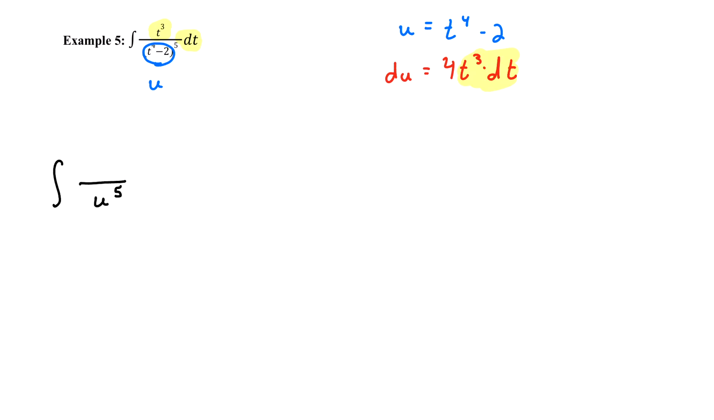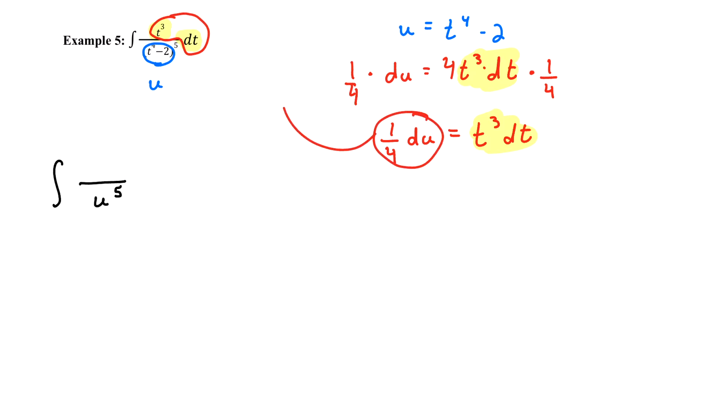So just like I did last time, I could divide both sides by 4, but just to make the factoring process a little bit easier coming up, I'm going to multiply both sides by 1/4. So that means that the left-hand side will have 1/4 times du is equal to t cubed dt. So now I have the t cubed dt that matches up exactly with what we've got right here. Let me circle it so it's a little bit easier to see. There we go. So that means when I take that piece out, I'm going to replace it with 1/4 du.